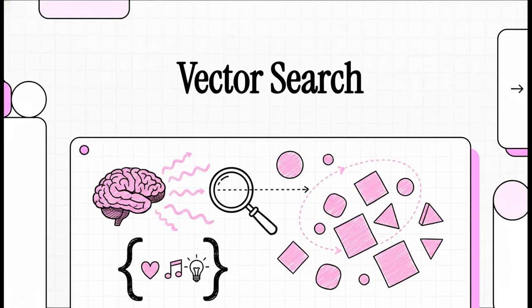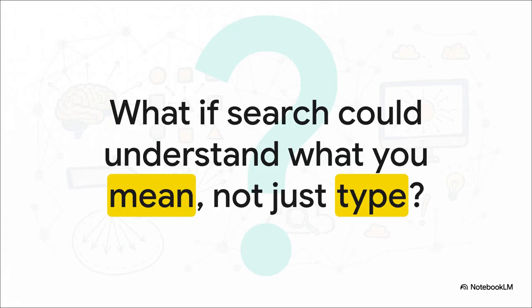Hey everyone, and welcome. Today we're going to dive into a technology that is quietly but completely changing how we find and use information. It's called vector search, and it's basically the secret sauce behind the AI that feels like it actually gets you. I mean, we've all been there, haven't we?